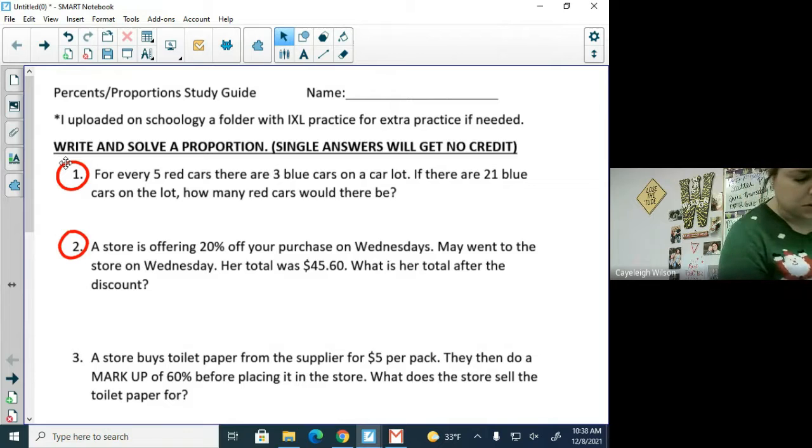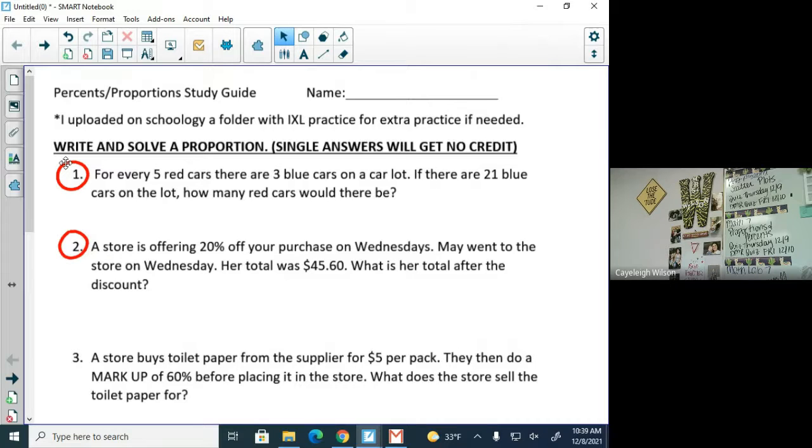Well, look what you did. You did red over blue, so your second fraction has to be red over blue. Read your top. That's the discount, right? Okay, and it says what is her total after the discount? So here's her total now. Here's her discount. What's her total after the discount?